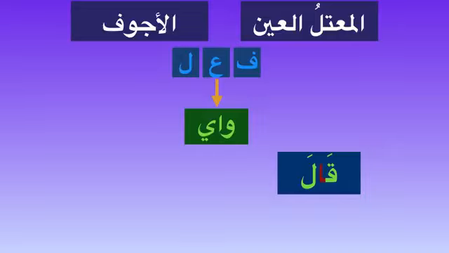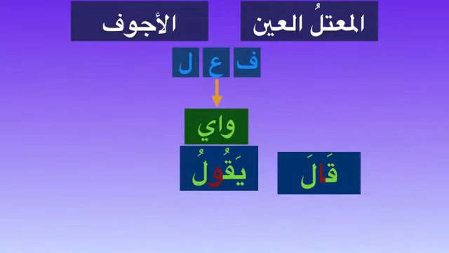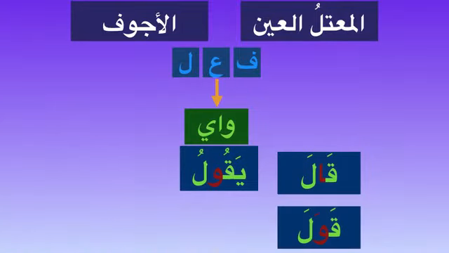Now this alif, we know that something is hidden behind it. This is not the original letter, so something has been replaced by alif. How do we know which letter it is? Normally we go to the mudari' and see what we say. We say yaqulu. If you see here, the waw comes out. So what do we have behind this alif? It is waw. Originally it was qawala.